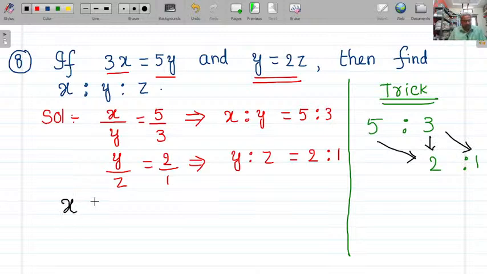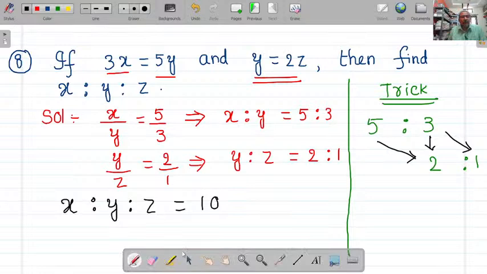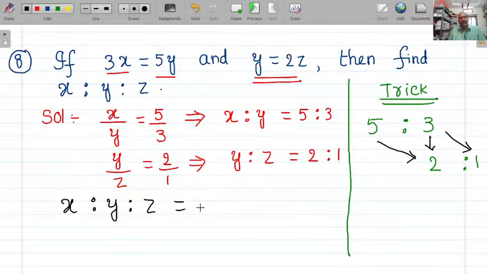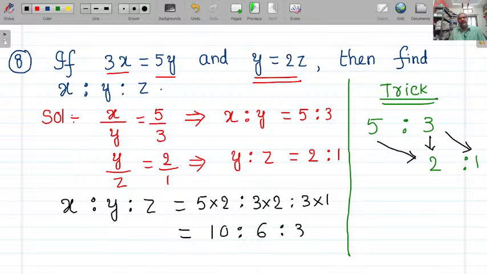So x is to y is to z equals 5, 10. Sorry. So let me write elaborately. This is 5 into 2 is to 3 into 2 is to 3 into 1. So what's our answer? 5 is to 10, 3 is to 6, 3.